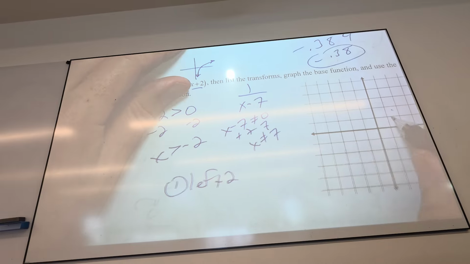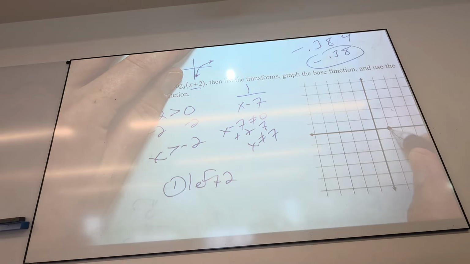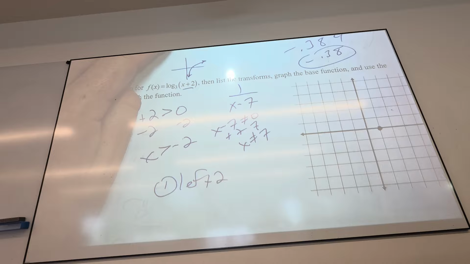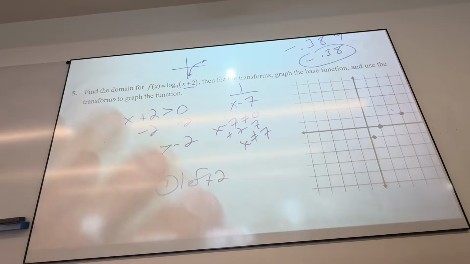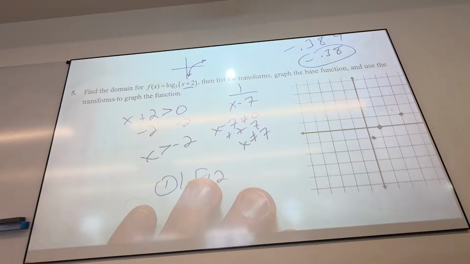So if I graph the base function, it always goes through (1, 0). It always goes through the base, 1. And it always goes through 1 over the base, negative 1. Those are the 3 anchor points for logarithms.